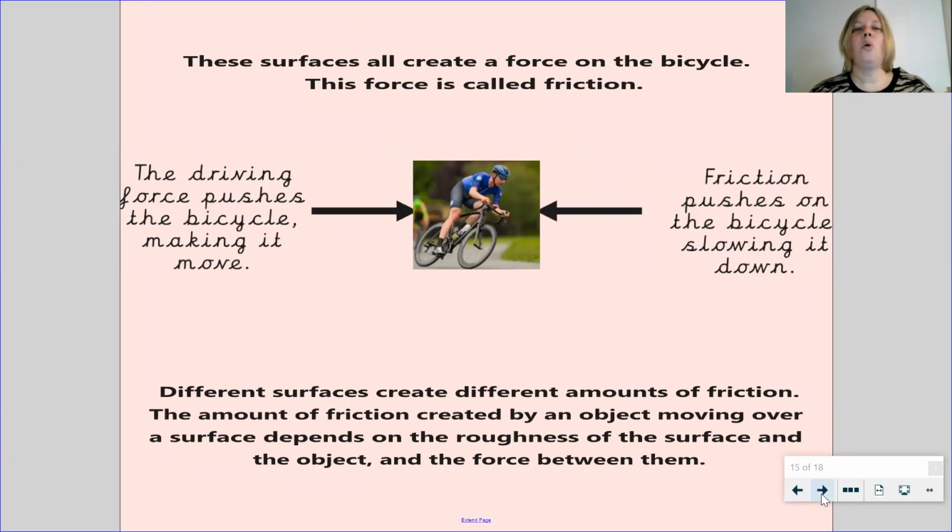These surfaces all create a force on the bicycle. This force is called friction. The driving force pushes the bicycle, making it move. Friction pushes on the bicycle, slowing it down. Different surfaces create different amounts of friction. The amount of friction created by an object moving over a surface depends on the roughness of the surface and the object and the force between them.